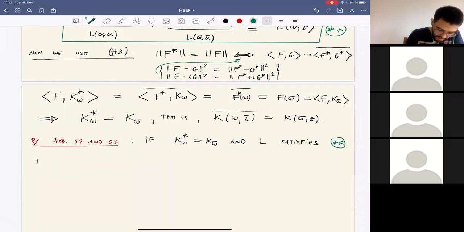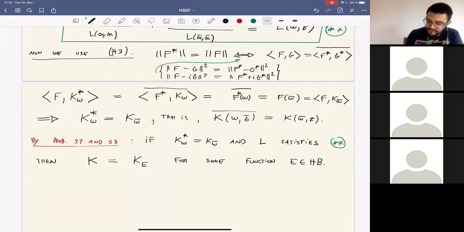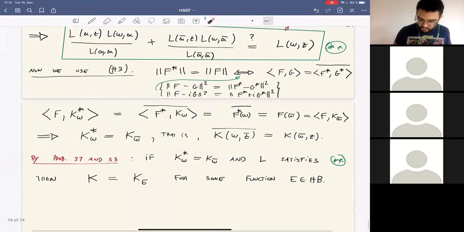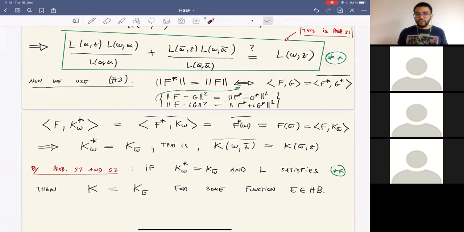But if we have this, then K equals the KE for some function. Okay, it could be just an entire function. If this is true, then E will end up being Hermite-Biehler anyway. We saw that. So that's the conclusion of problems 52 and 53, okay? Which is for you to figure out how we can, from these two identities, this one and identity two, come up with a function E.